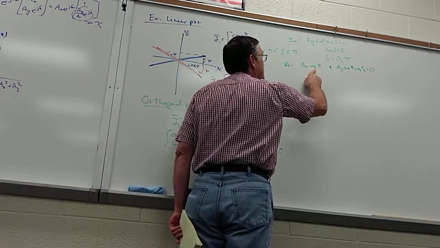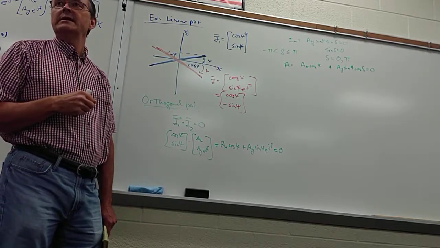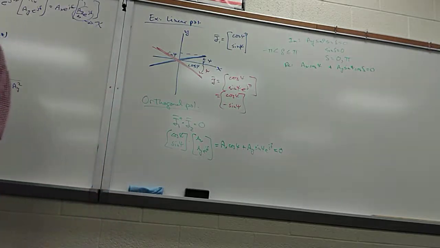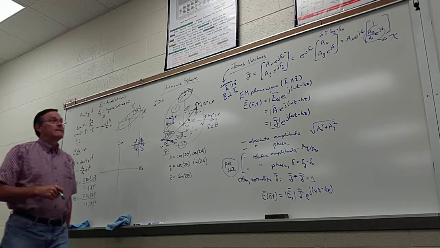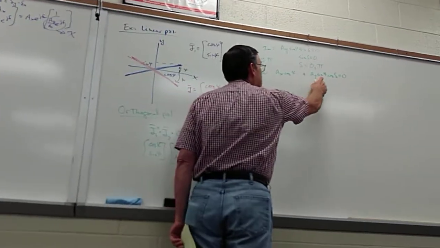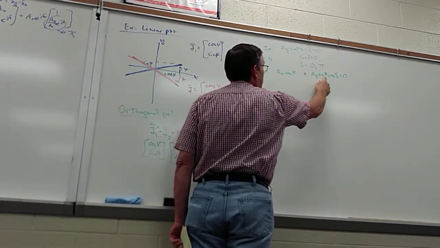Cosine of psi, positive or negative? Can it ever be negative? No, because tangent of psi is ay over ax. Ay and ax are always positive. Therefore, delta is always positive. Okay? So that means sine of psi also can't be negative. So positive, positive, positive, positive.